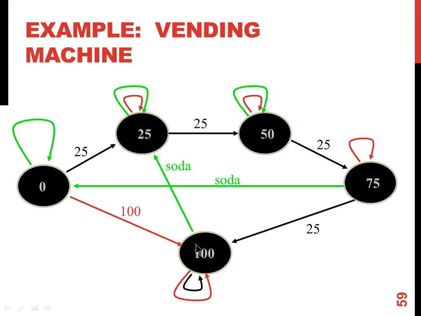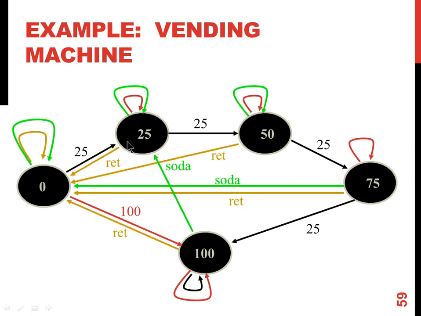But at that point, since I paid more money than the 75 cents, instead of going back to the idle state, from 75 it went back to the idle state 0. From the 100 state, I go back to the 25 cent state, where I have to return the money back to the user.